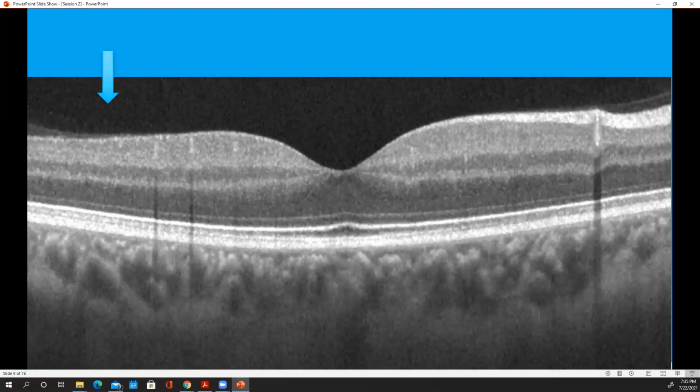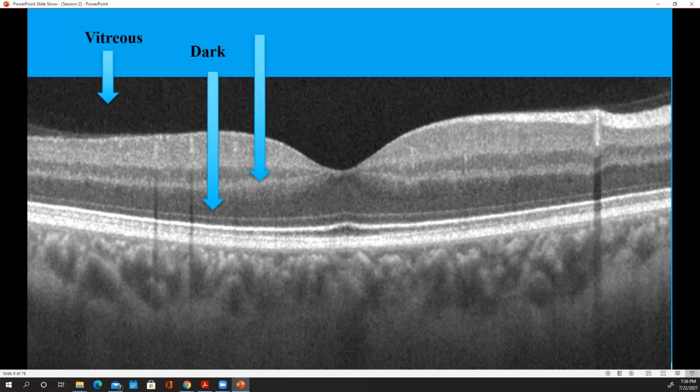So what is that, dark or light? Dark. You got it. I said vitreous, but it's dark. How about this band? Not this line, but this band right here. Dark or light? It looks dark. Yep, it's dark. There's no trick question. What about the band next to it? Light. You got it.